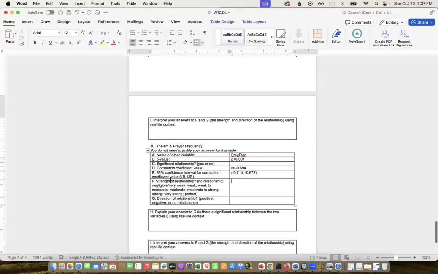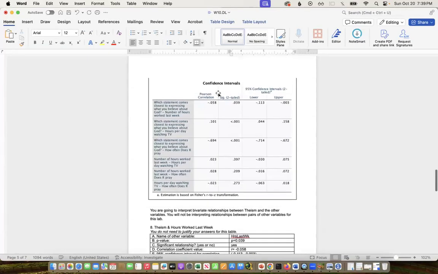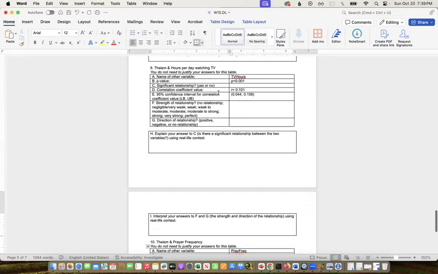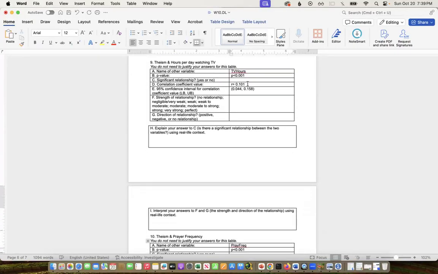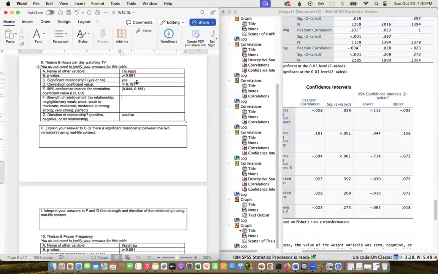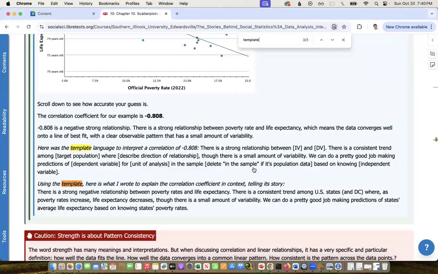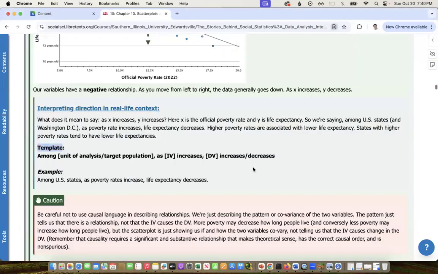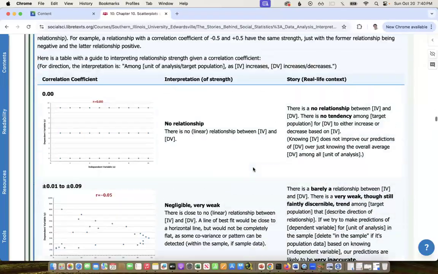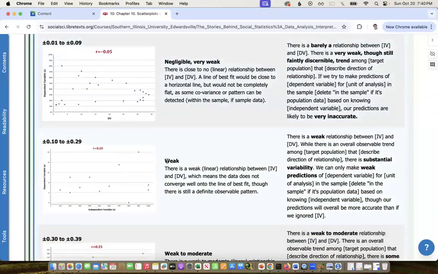Okay, so now I have everything that I need from this output. And so let's just answer the rest of the questions. So is it significant? Yes, P is less than 0.05. Is the direction, so R we can see is positive here. And so it's going to be positive. And the strength, if R is 0.101, then if we look at this, 0.101 would be here. So it's going to be weak.